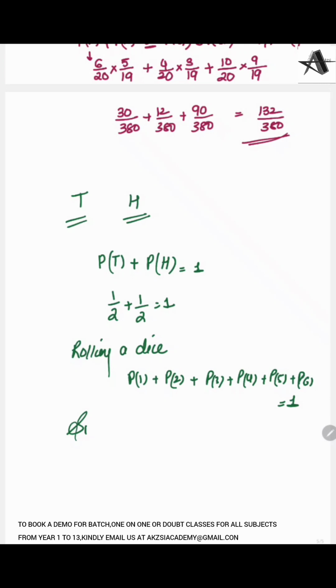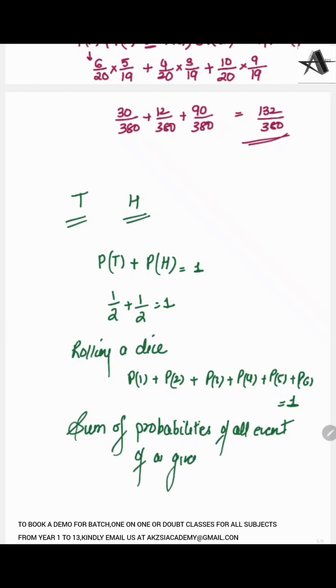So the sentence means the sum of all probabilities of all events of a given experiment is always equal to 1. And we just saw the probability of getting 1 when rolling a 6-sided dice is 1 by 6. For 2 it is also 1 by 6, for 3 also 1 by 6, for 4 also 1 by 6. If you add them up, you will get 1 as the answer.